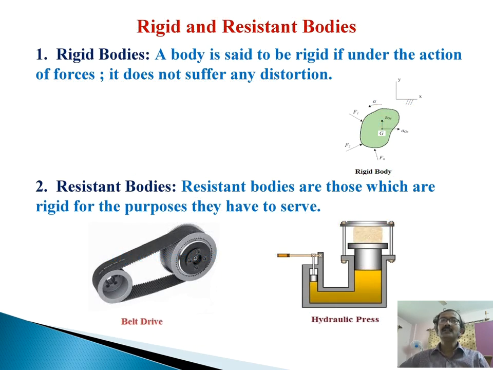Now in the next slide, rigid and resistant bodies. What is a rigid body? A body is said to be rigid if under the action of forces it does not suffer any distortion. That means the relative position between any two particles inside the body is always constant. Now resistant bodies are those which are rigid for the purpose they have to serve. That means a belt is a flexible body, but in a belt drive it is a resistant body.